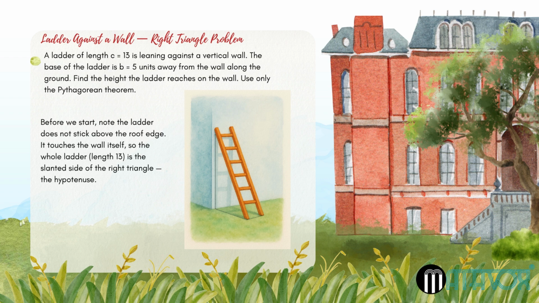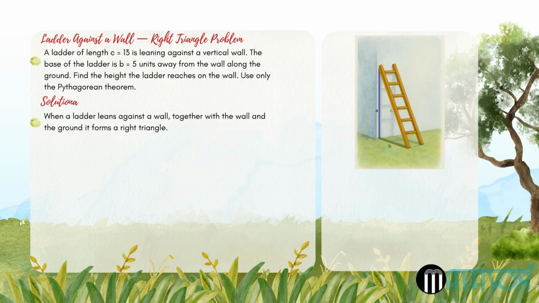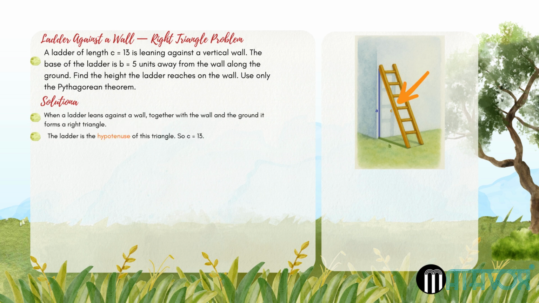Before we start, note the ladder does not stick above the roof edge. It touches the wall itself, so the whole ladder, length 13, is the slanted side of the right triangle, the hypotenuse. When a ladder leans against a wall, together with the wall and the ground it forms a right triangle. The ladder is the hypotenuse of this triangle, so c equals 13. The ground segment from the wall to the base of the ladder is a leg, so b equals 5.